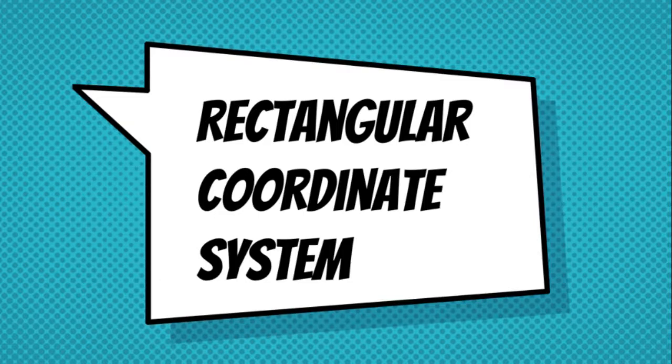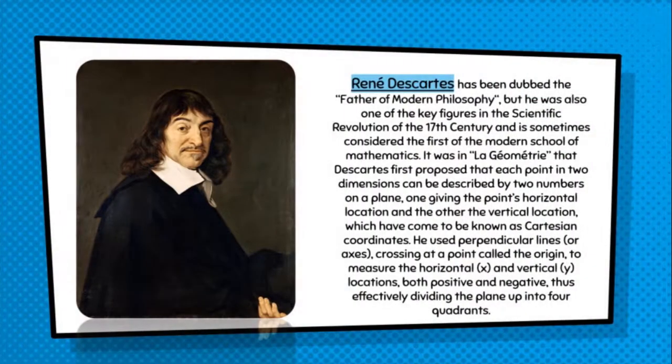in a plane. But before we discuss the rectangular system, first, let's give emphasis to who bridged the gap between algebra and geometry. I want you to meet the father of modern mathematics. René Descartes has been dubbed the father of modern philosophy, but he was also one of the key figures in the scientific revolution of the 17th century and is sometimes considered the first of the modern school of mathematics.